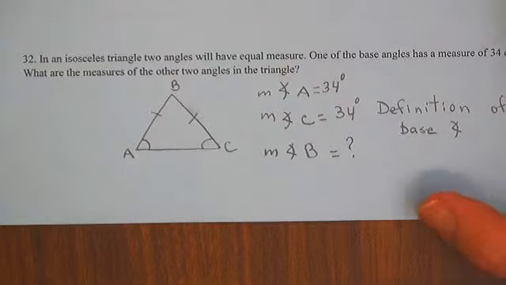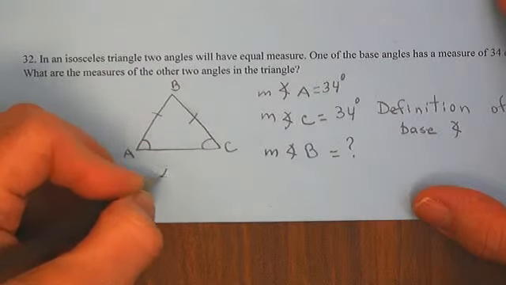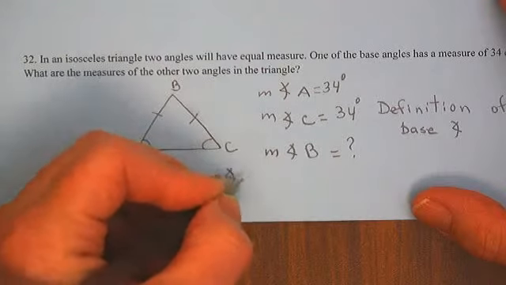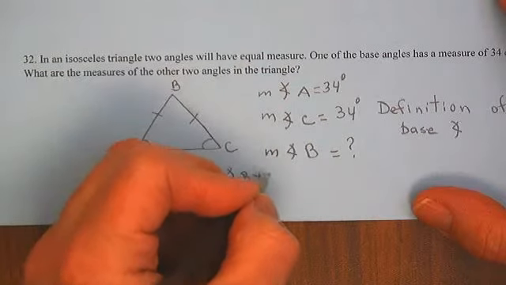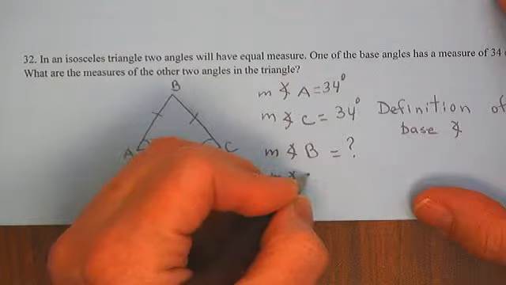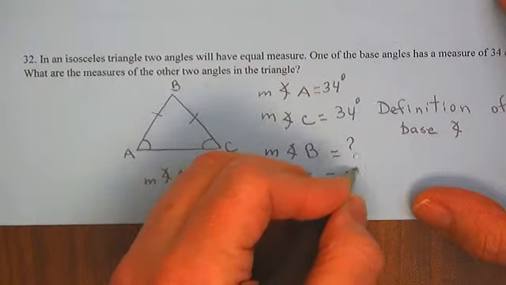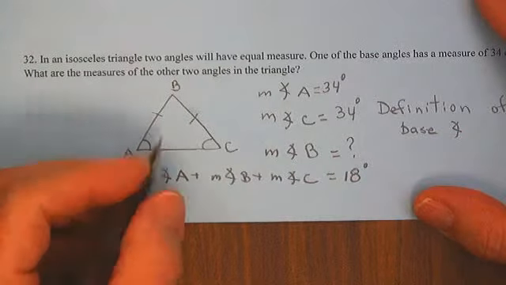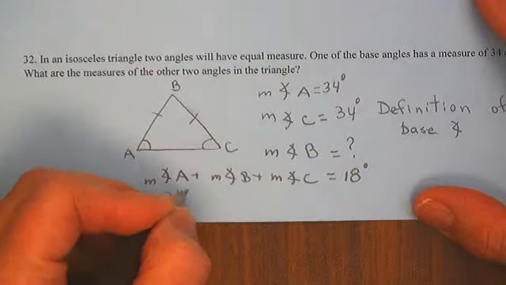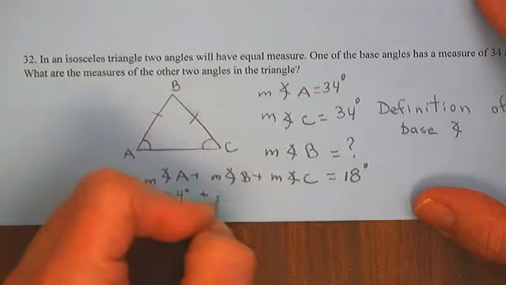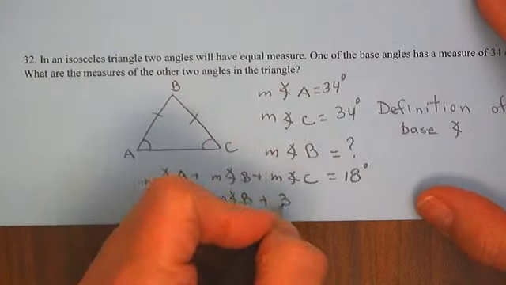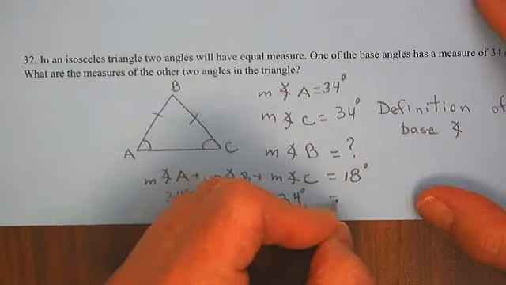What else do we know? We know the measure of angle A plus the measure of angle B plus the measure of angle C equals 180 degrees. But we know the measure of angle A is 34 degrees. The measure of angle C is 34 degrees.